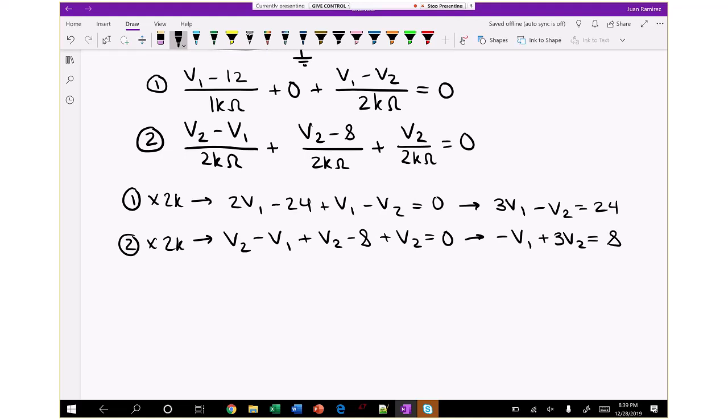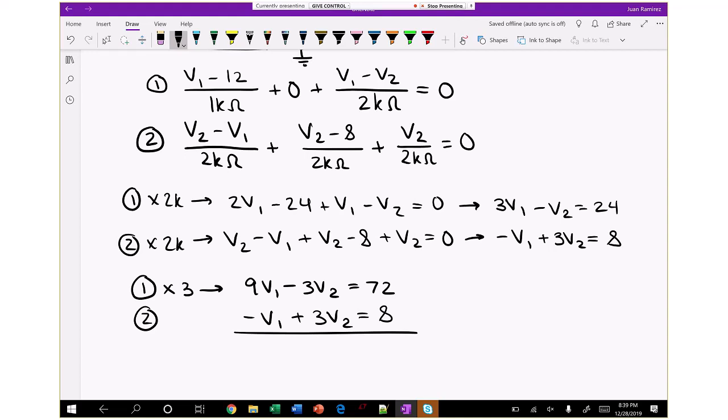So now what I'm going to do is take that first equation. I'm going to try to get rid of the v2 terms because I want to solve for v1. So first equation, I'm going to multiply by 3. And when you do that, you get 9v1 minus 3v2 is equal to, what is that, 72. And then the second equation looks like this: negative v1 plus 3v2 equals 8.